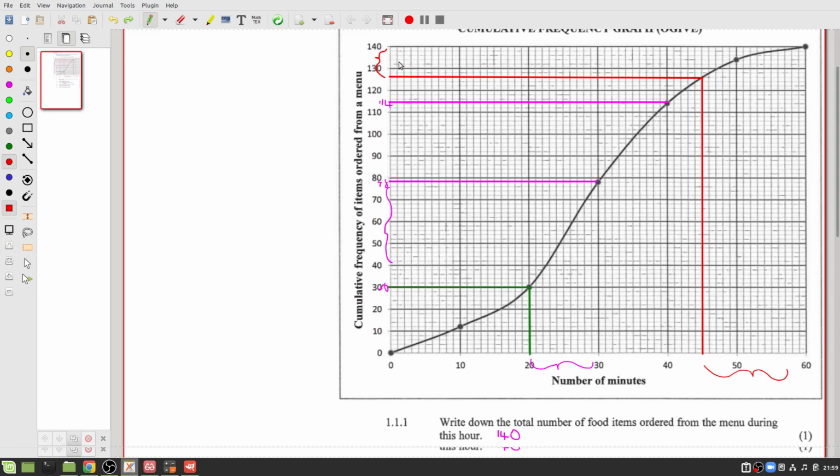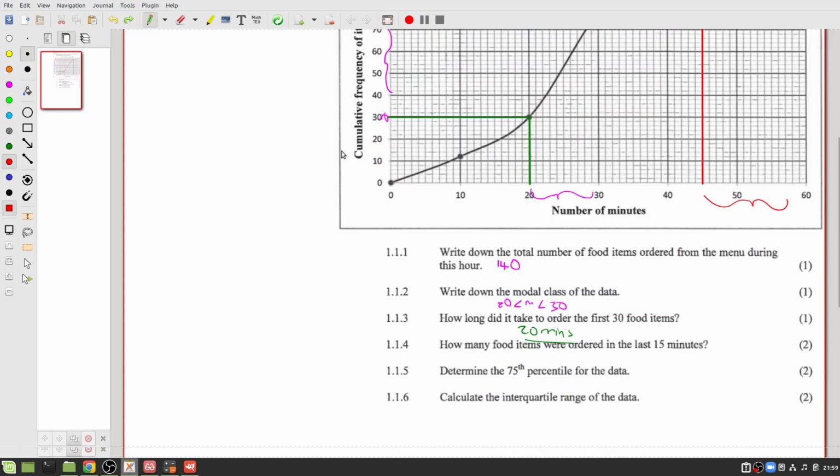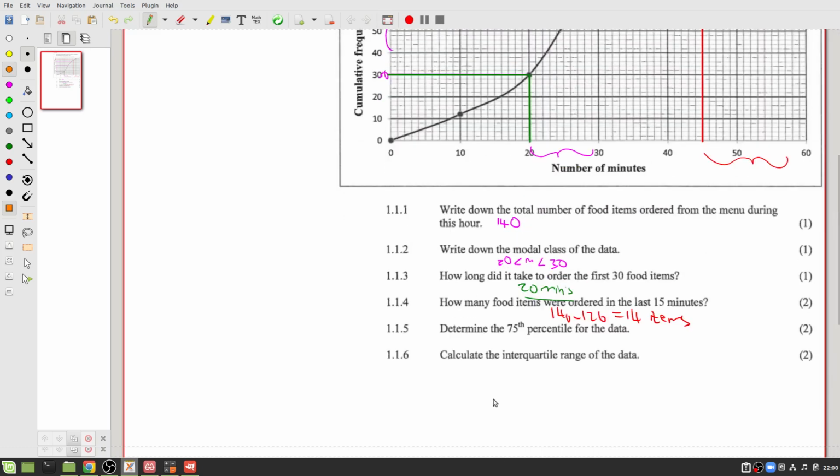So what is that? Each of these counts 2, right? So 130, 128, 126. So 140 minus 126, and we get 14 items. 14 items ordered in the last 15 minutes. Okay, and then we'll finish up this question. Finishing up this question.